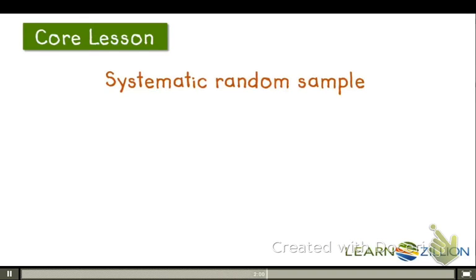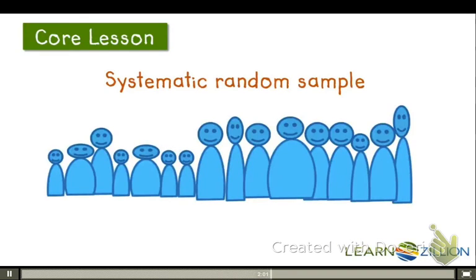A systematic random sample is when the sample is chosen randomly, but there's some system to it. For example, every sixth student might be surveyed. That would be a systematic random sample because there was some order to it.